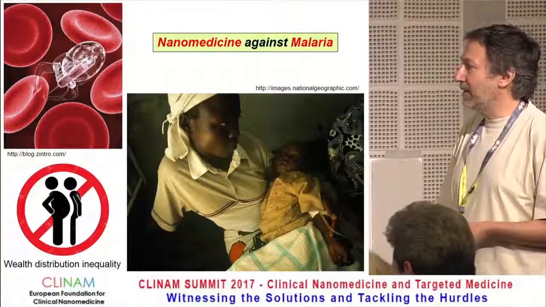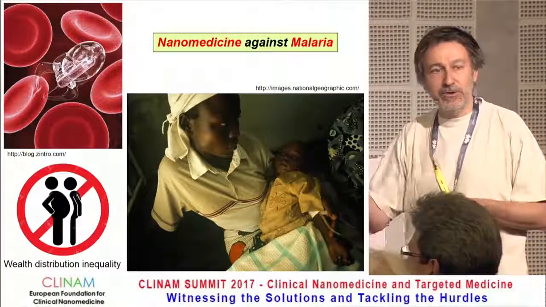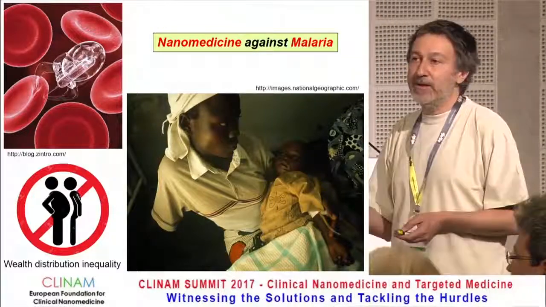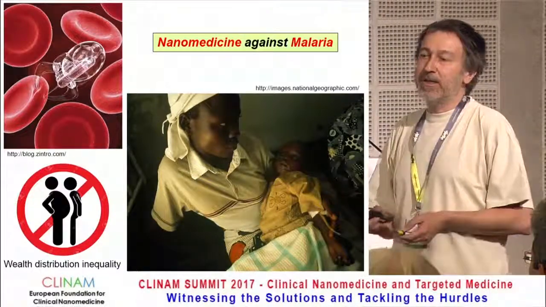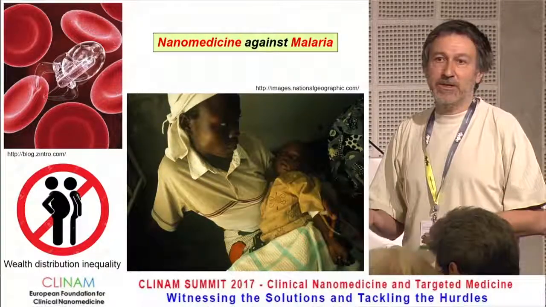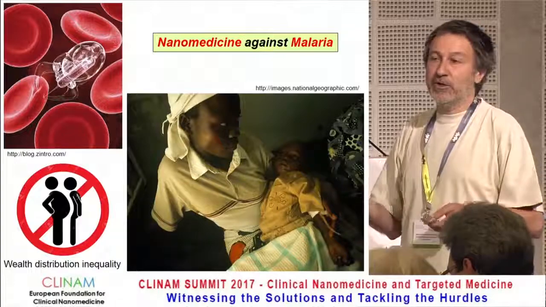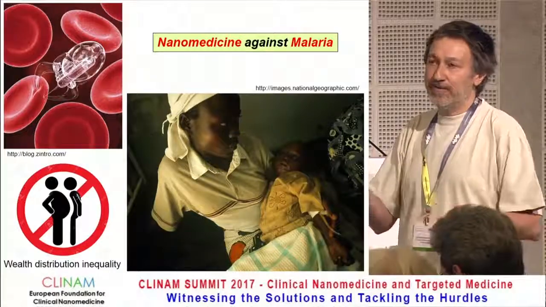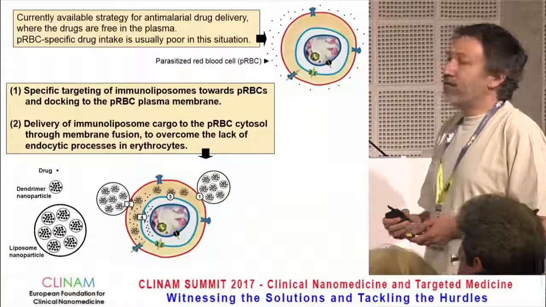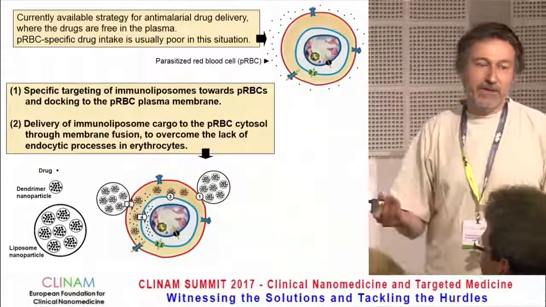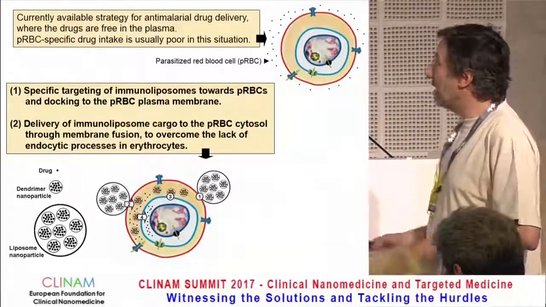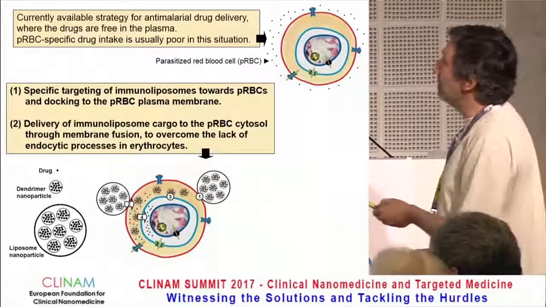However, it's true that there is a wealth distribution inequality, in the sense that there is overwhelmingly more funding for diseases like cancer or neurological disorders than for infectious disease. And this is not proportional to the number of people in the world who are affected by both. Which means that whatever we design, especially if it's nanomedicine, it has to be economically affordable. And in the case of malaria, this is not so easy.